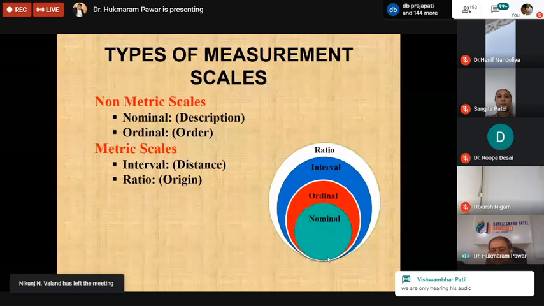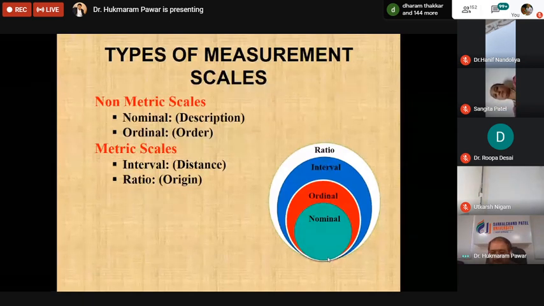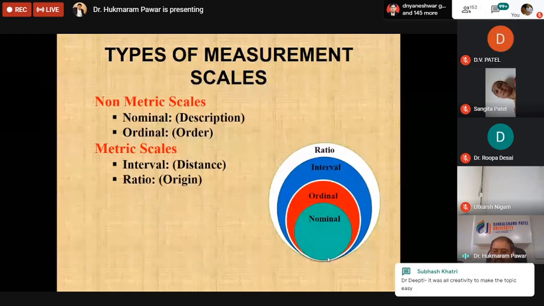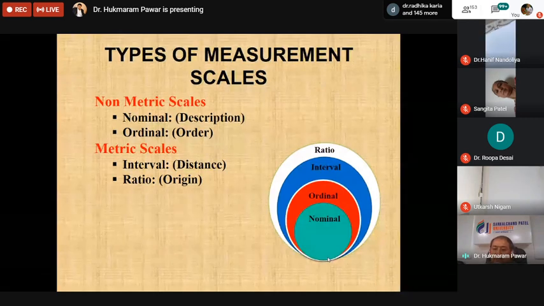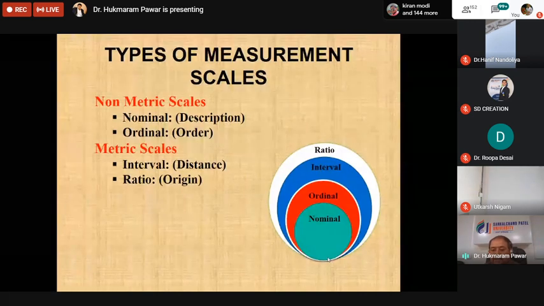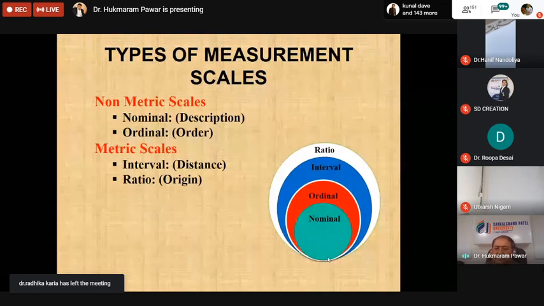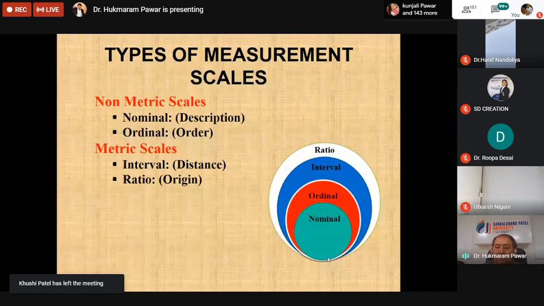In this chart, you can see that nominal data is the first scale, and it is the least powerful scale. Then ordinal is more powerful than nominal, interval is more powerful than nominal and ordinal, and ratio is more powerful than nominal, ordinal, and interval. So from nominal to ratio, the least powerful is nominal, and the one in which all kinds of statistics can be used is ratio. Ratio is the most powerful measurement scale.